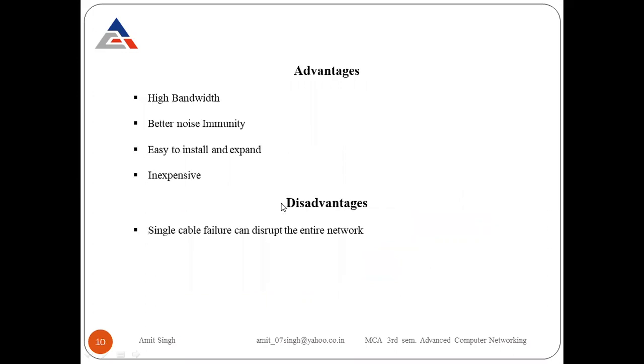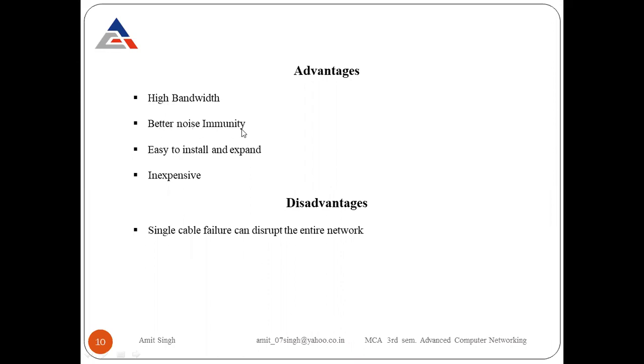Now we have some advantages and disadvantages of coaxial cable. Let's start discussing the advantages. The first is high bandwidth. How is the bandwidth high? Because the copper wire is covered by two other outer layers, one is the mesh and one is the outer jacket. So automatically the bandwidth is not disturbed by external signals. So the bandwidth is high.